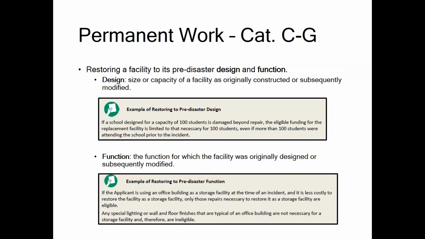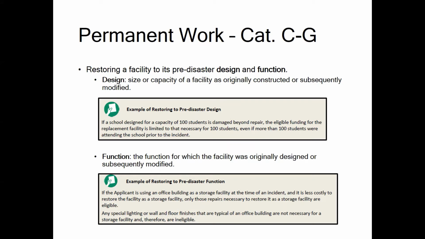Permanent work, categories C through G, is required to restore a facility to its pre-disaster design and function in accordance with applicable codes and standards. An emergency repair or stabilization to eliminate or lessen an immediate threat is emergency work. All permanent work is subject to the eligibility of the facility, as we discussed regarding PA's eligibility pyramid. So, what does this really mean? Let's take a closer look at some definitions and examples.